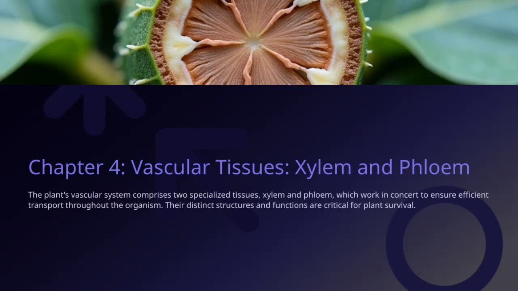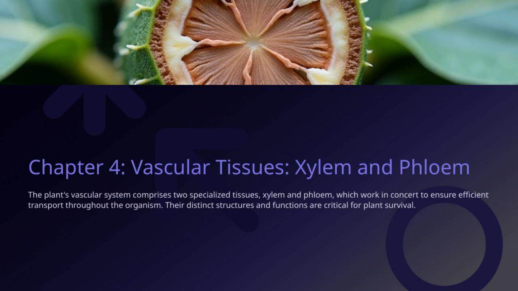The plant's vascular system is made up of two specialized tissues, xylem and phloem. These tissues work together seamlessly to ensure that nutrients, water, and sugars are transported efficiently throughout the plant. Their structures are quite distinct, and each plays a vital role in supporting the plant's survival. The xylem primarily carries water and minerals from the roots up to the leaves, while the phloem distributes the sugars and organic compounds produced during photosynthesis to different parts of the plant.